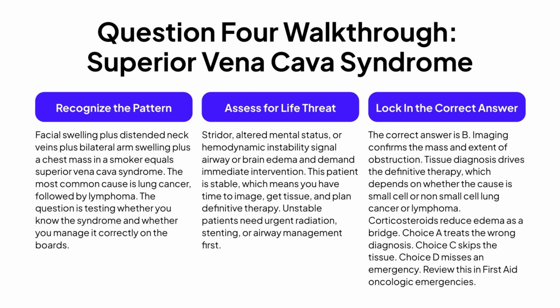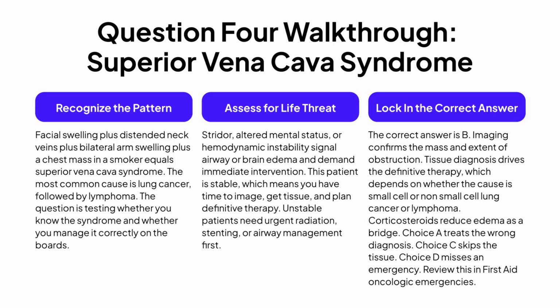This is a classic presentation of superior vena cava syndrome. Facial swelling, distended neck veins, bilateral arm swelling, smoker, mediastinal mass. The most common cause on the boards is lung cancer, followed by lymphoma. First question, is the patient stable? Stridor, altered mental status, or hemodynamic instability means airway or brain edema and demands immediate intervention with radiation, stenting, or airway management. This patient is stable, so you have time to image, get tissue, and plan.